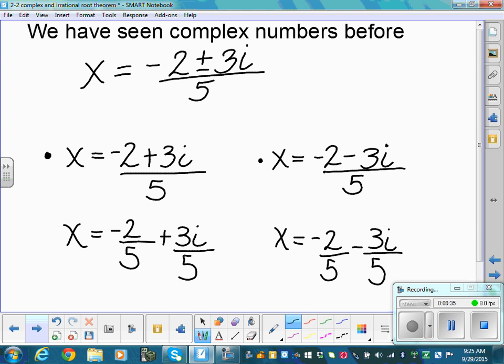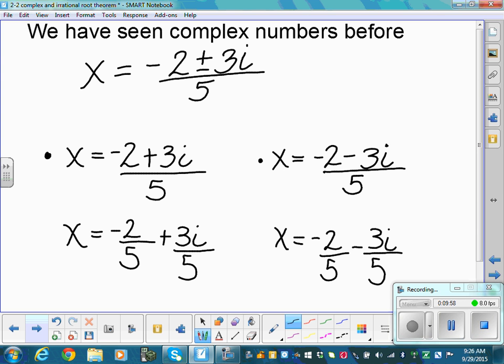Really, if you look at it, it should make sense. You could split this up as long as you remember that it's the whole top part, each of those things divided by 5. You're okay to split it up, but only if you remember that each part is divided by 5. So you could rewrite it like this: -2 over 5 plus 3i over 5. Does everybody see how I split it up? This is equal to this, two different ways.